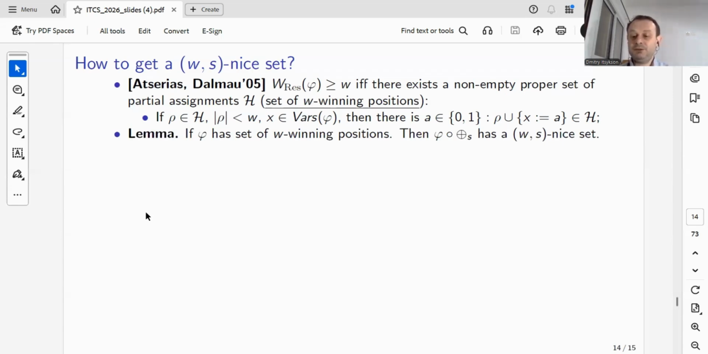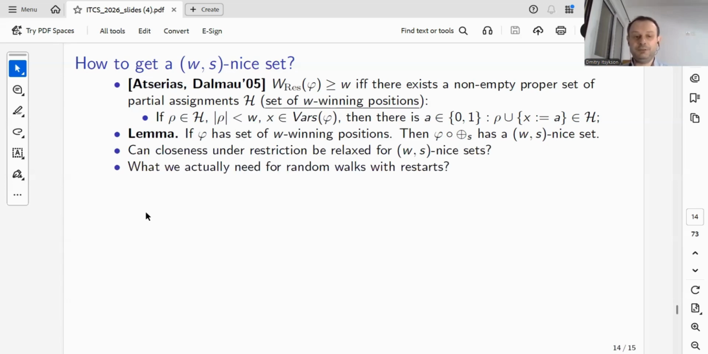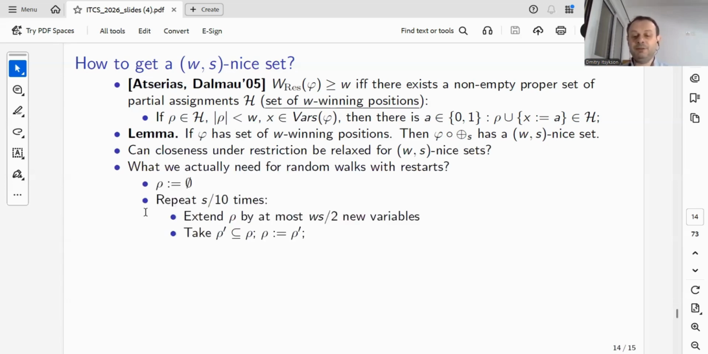It is not too bad, but it is not sufficient for the trade-off, since lifted formulas with large resolution widths are likely hard, and we will not be able to prove an upper bound. Thus, we will try to relax the notion of WS nice sets. Specifically, we relax the property that a subassignment of an assignment from A must also be in A. Let's see what we actually need in the random walk with restart argument. We start from the empty assignment and repeat S over 10 times the following. We extend rho by at most WS over 2 variables and then restrict rho to its subassignment.